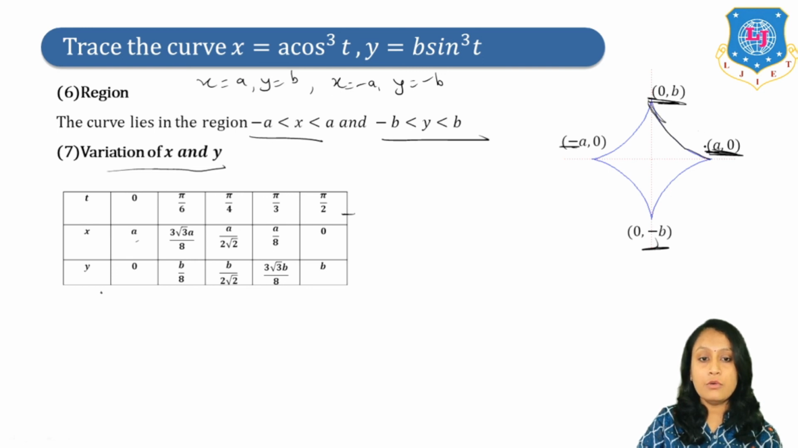Now we know that the curve is symmetric about the x-axis, so we will get this portion. And the curve is also symmetric about the y-axis, so we will get this side also. In this way, we can trace the parametric curve.